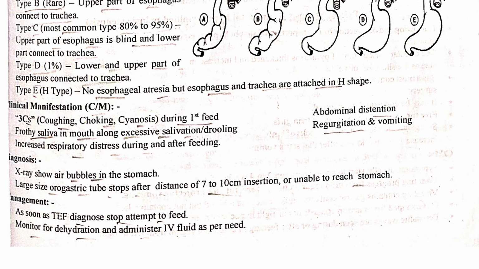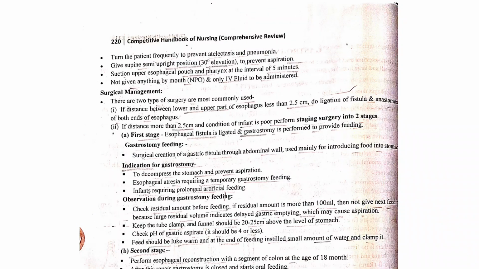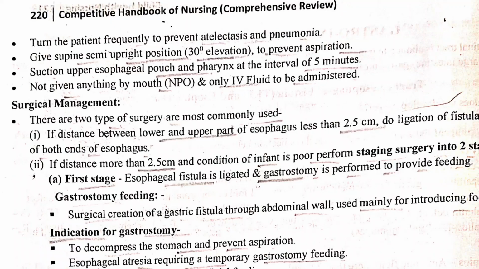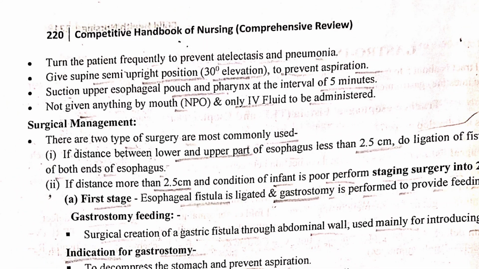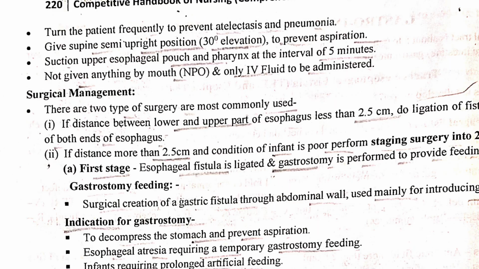Monitor for dehydration and administer IV fluid as per need. Turn the patient frequently to prevent atelectasis and pneumonia. Give a supine semi-upright position, 30-degree elevation, to prevent aspiration. Suction the upper esophageal pouch and pharynx at intervals of 5 minutes. Nothing is given by mouth, NPO, and only IV fluids can be administered.